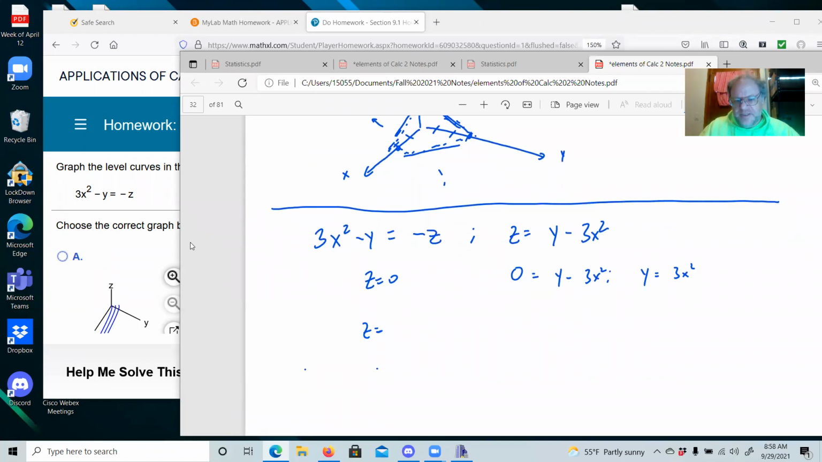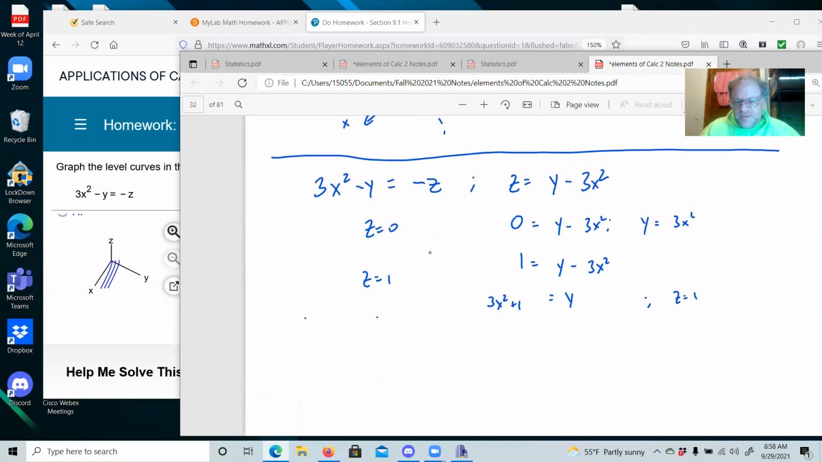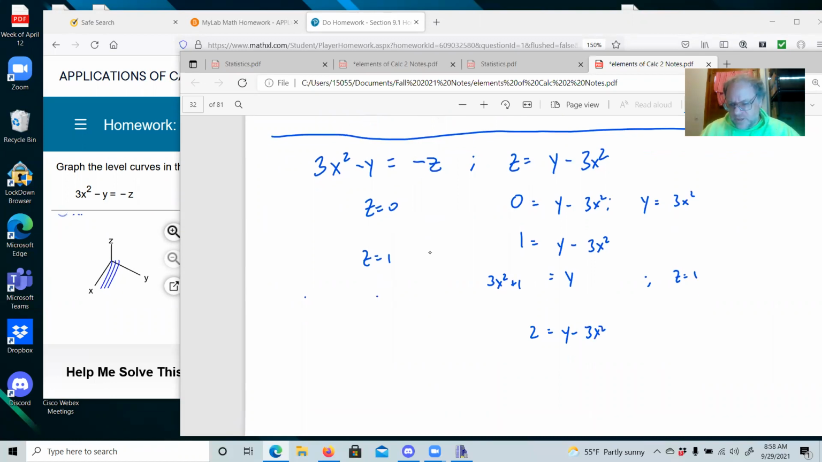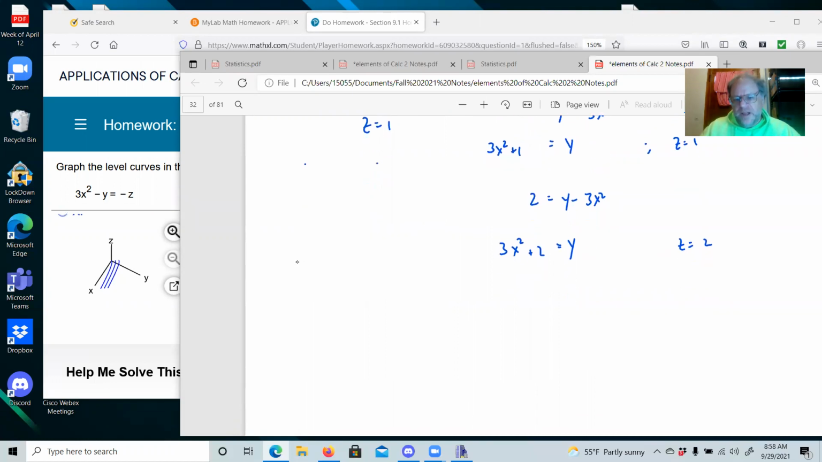Okay, how about when z is equal to 1? So we have 1 is equal to y minus 3x squared. Go ahead and add to the other side. We get y is equal to 3x squared plus 1. Okay, that's when z is equal to 1. All right, and then we have 2 is equal to y minus 3x squared. Put this on the other side, we get y is equal to 3x squared plus 2, and that's when z is equal to 2.